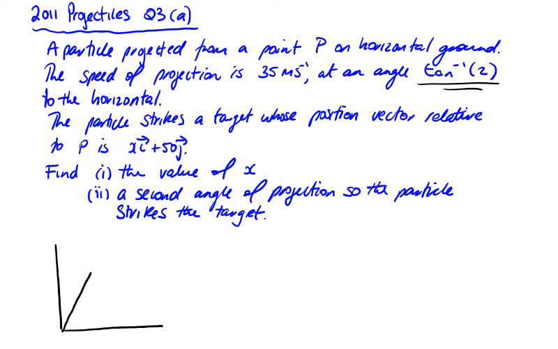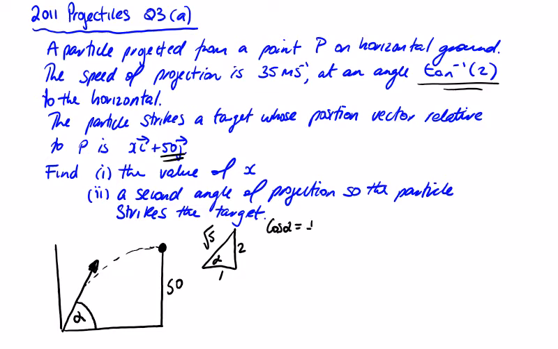We are firing a projectile from horizontal ground where the tan of the angle, we'll call the angle alpha for now, and it strikes a target, let's say it's here, and that is 50 in the j direction. Okay, well let's look at our angle first of all. We have alpha, tan is 2 opposite over adjacent, which gives root 5 for the hypotenuse. So cos alpha is 1 over root 5, and sine alpha is 2 over root 5.